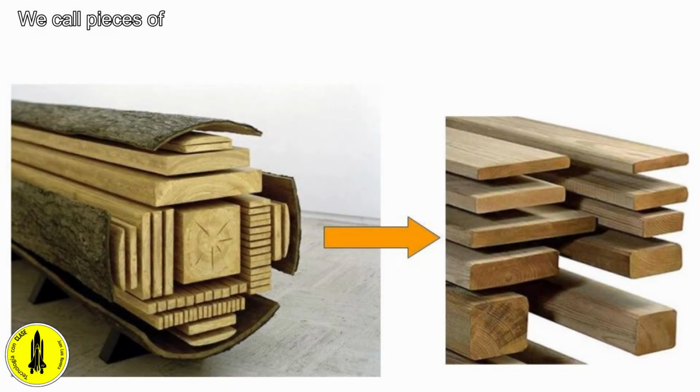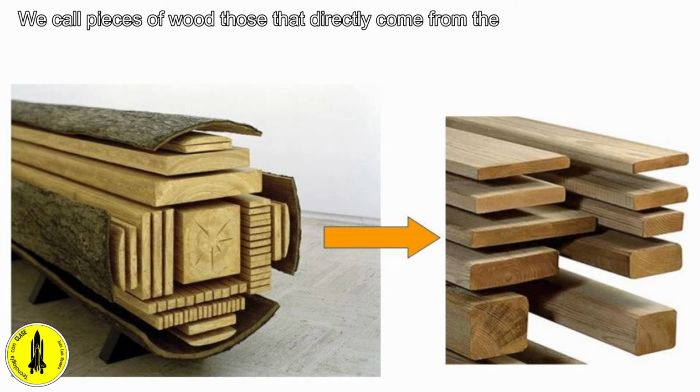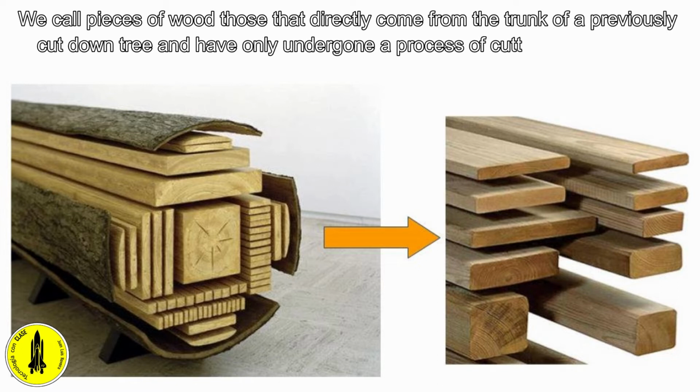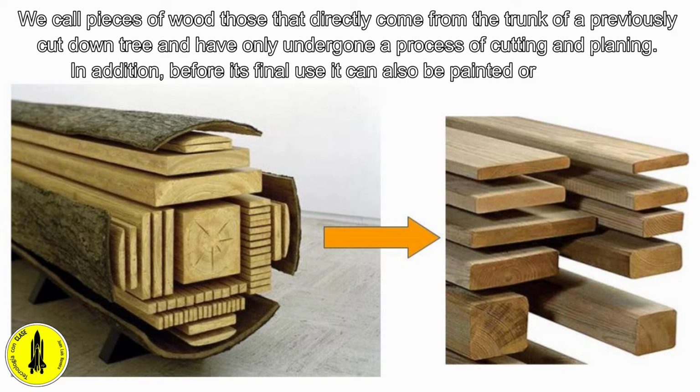We call pieces of wood those that directly come from the trunk of a previously cut down tree and have only undergone a process of cutting and planing. In addition, before its final use, it could also be painted or varnished.